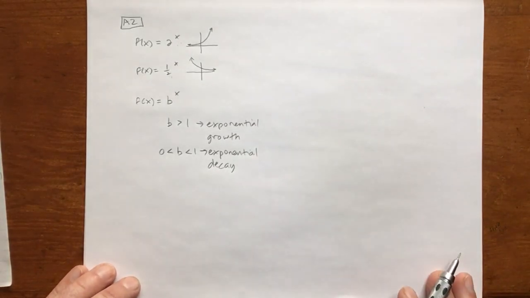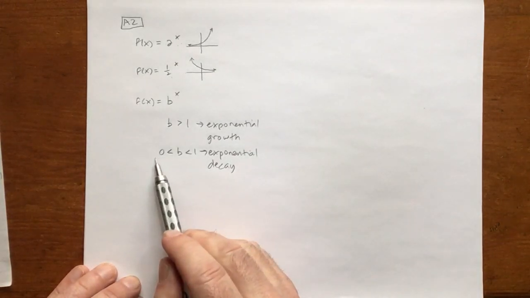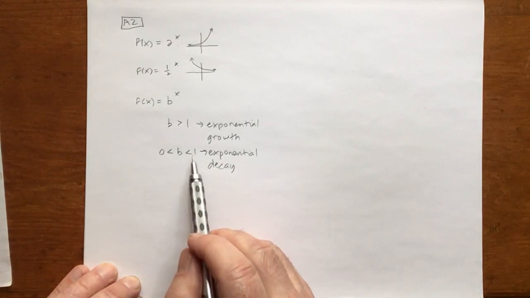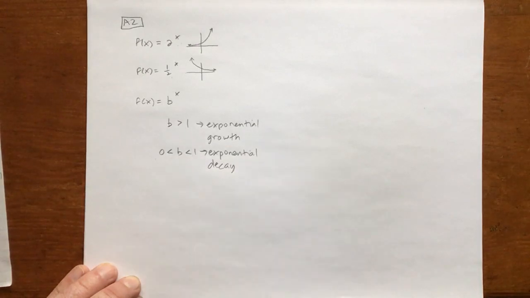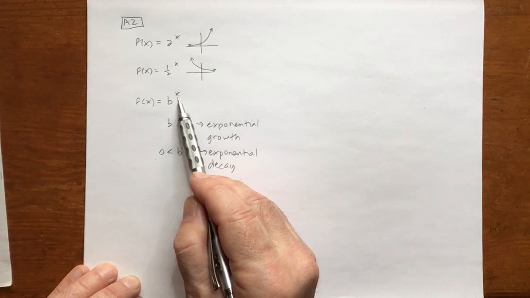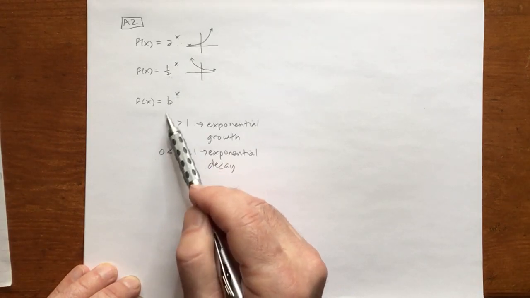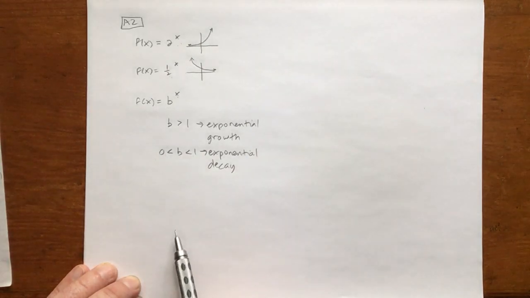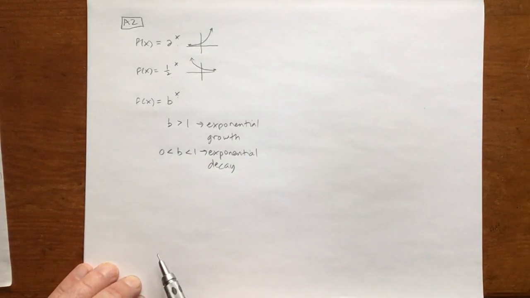And just as an aside, we're not going to deal with bases that are negative. Strange things can happen there. And we're not dealing with a base equal to 1, because think about that. If we had y equals 1 to the x, well, 1 to the 4th is 1. 1 to the 10th is 1. So that would just be a constant function and not an exponential function.